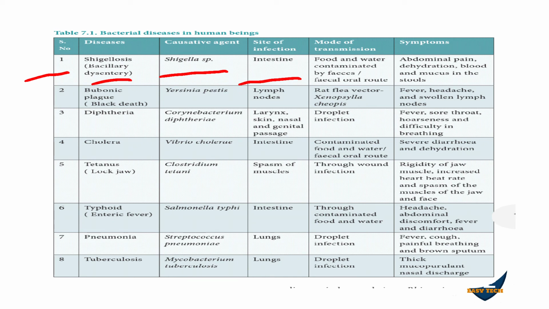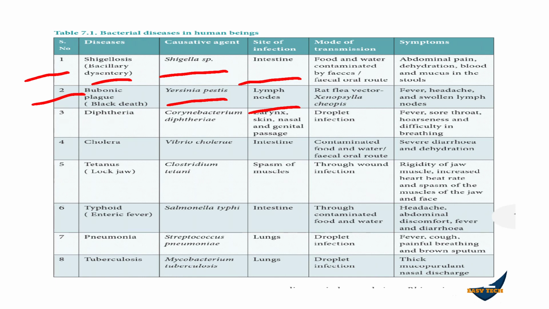The next one is bubonic plague or black death. The causative agent is Yersinia pestis. Where it gets affected: lymph nodes. The mode of transmission is the rat flea vector Xenopsylla cheopis. Symptoms: fever, headache, swollen lymph nodes. So fever, headache and swollen lymph nodes are noted as the symptoms of bubonic plague.